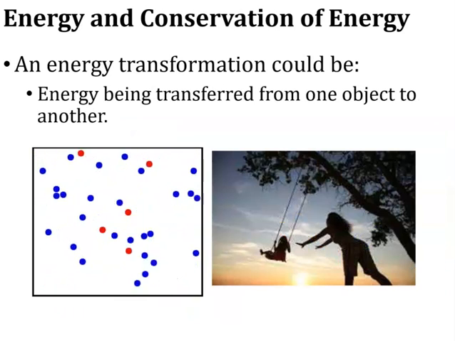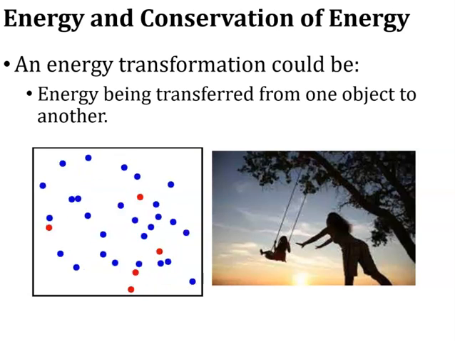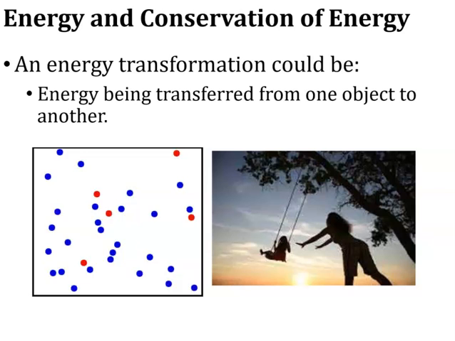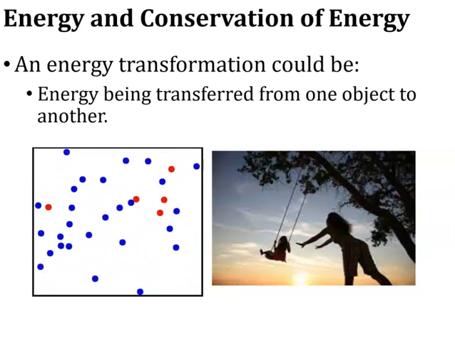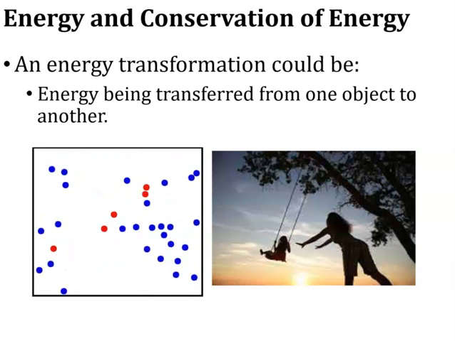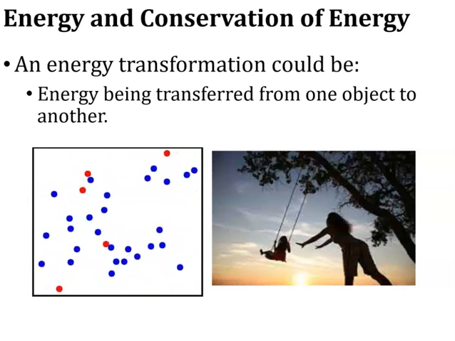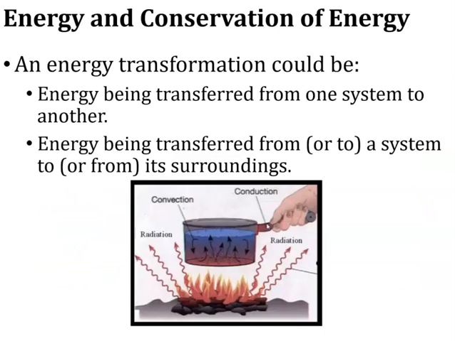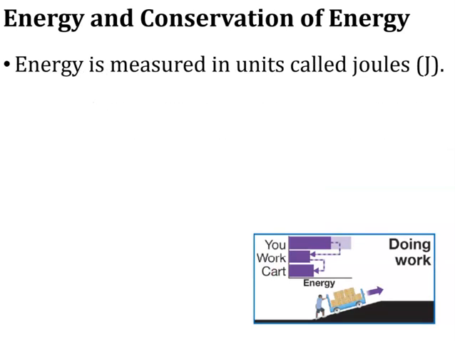We could have energy being transferred from one object to another. As all of the particles collide, energy is being transferred from one to another within the collision. The woman is giving a push to the child and transforming the child into now having kinetic energy. She's moving. Energy can be transferred from one system to another or between systems. An example of both of these could be the fire that is transferring energy into the pan of water, from one system to another.